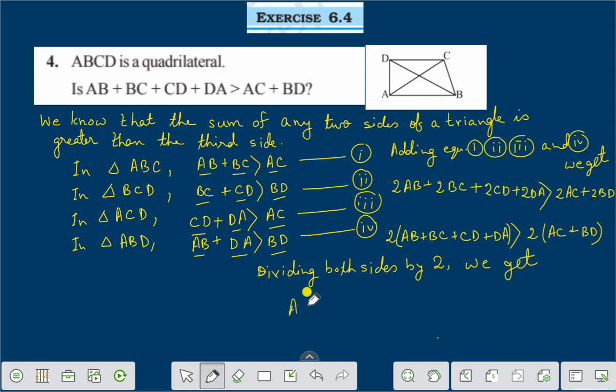AB plus BC plus CD plus DA is greater than AC plus BD, right? This is the proof. That means in quadrilateral ABCD, AB plus BC plus CD plus DA is greater than AC plus BD.